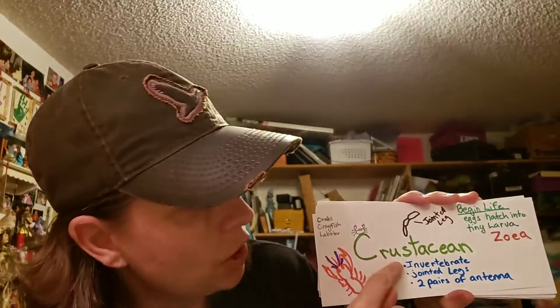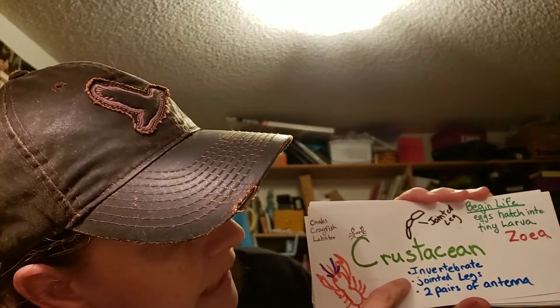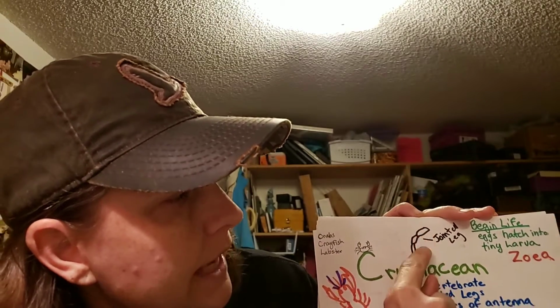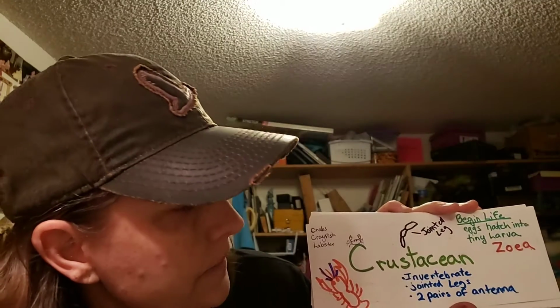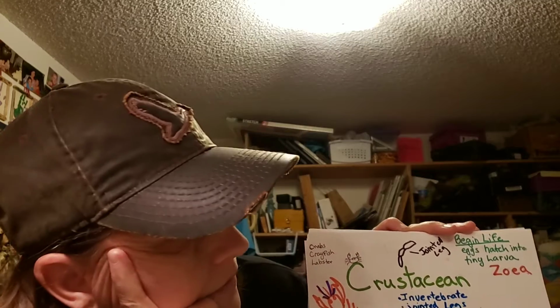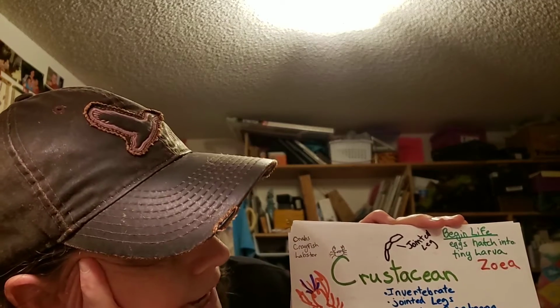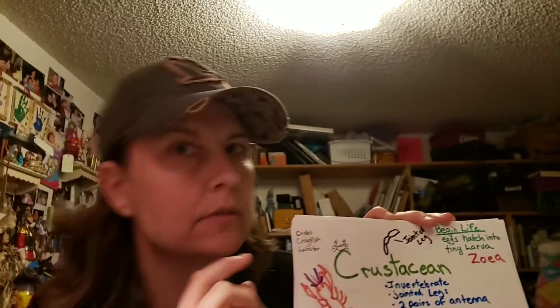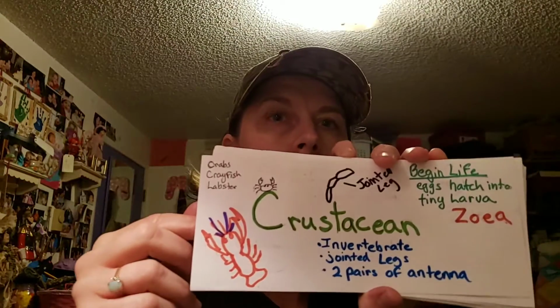Crustaceans. Invertebrate, jointed legs, 2 pair of antennae. Okay, jointed legs, crabs, remember? And 2 pair of antennae. They begin life as an egg, hatch into a larva called zoea. Zoea.